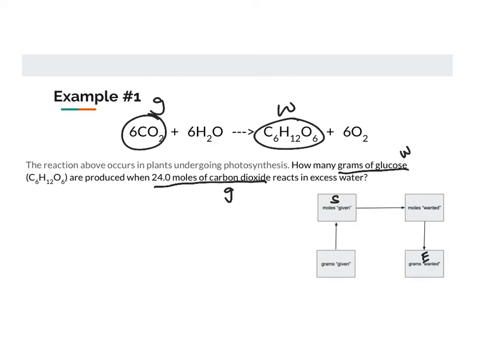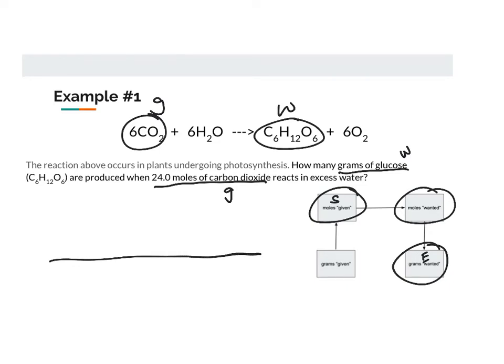All right, so I know that I'm going to have 3 columns in my dimensional analysis grid. So I'm just going to set that up right away. Okay, now I can proceed with the problem here. What I'm going to do is put my given in the upper left-hand corner like I usually do. So I'll put my 24.0 moles of carbon dioxide right here.